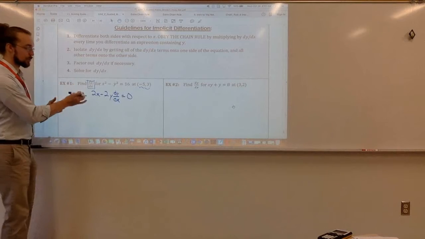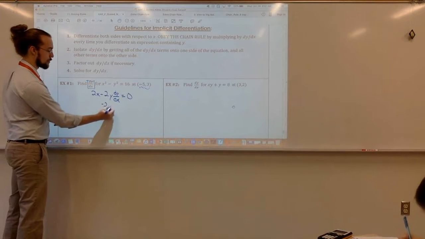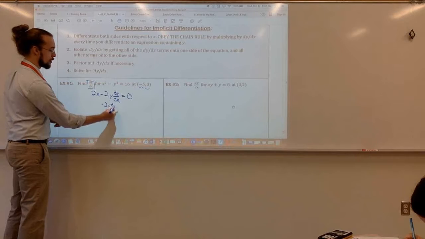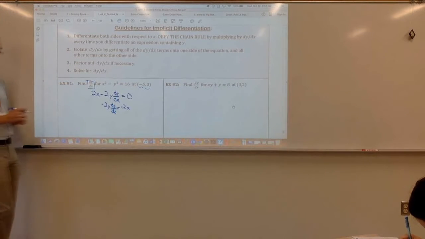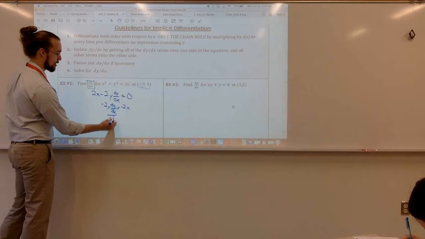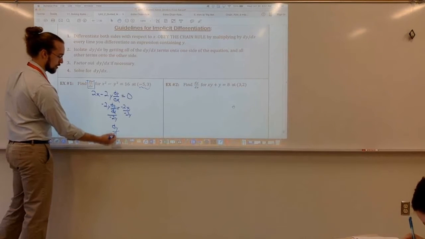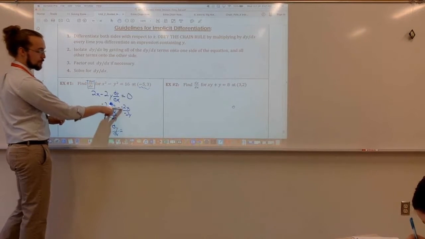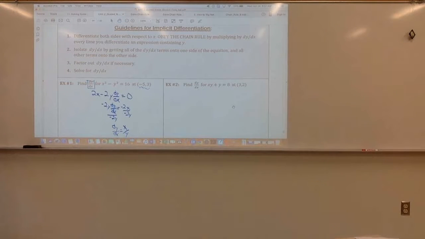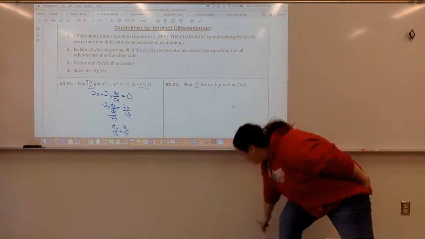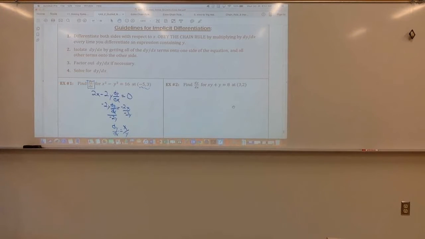So once I take the derivative of each piece, I want to solve for dy dx. I want this to be the derivative equals something. So I'll just subtract my 2x over. So negative 2y times dy dx equals negative 2x. Divide both sides by negative 2y. And we get dy dx equals, so the negative 2's would cancel out, right? And we just get x over y. Okay, so far? Okay.